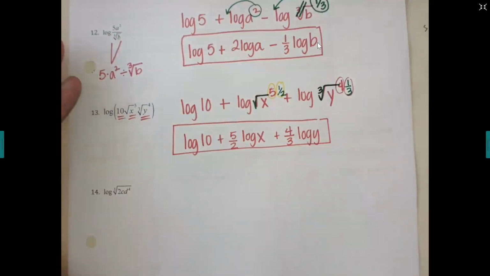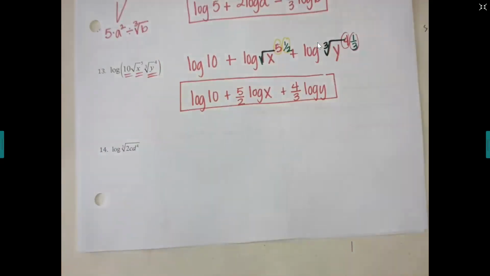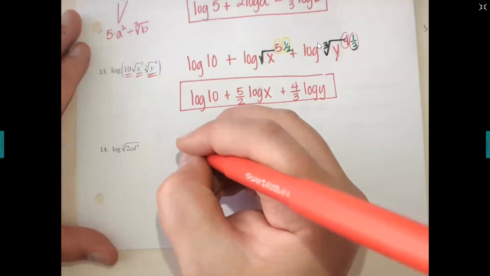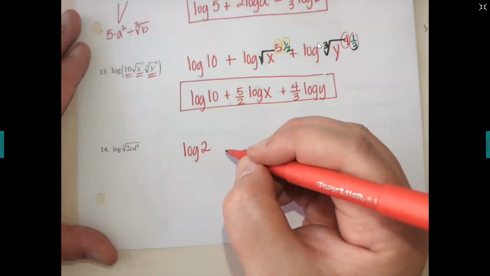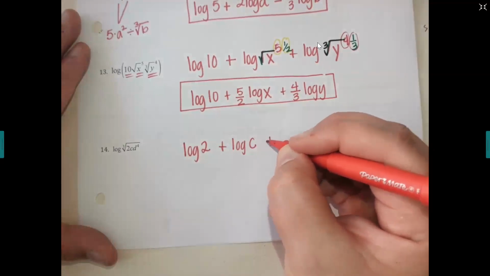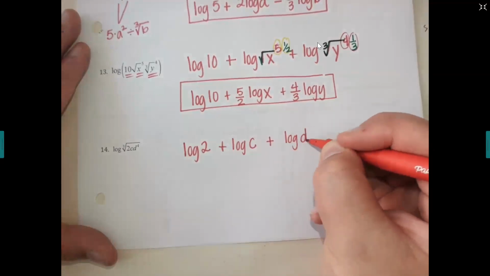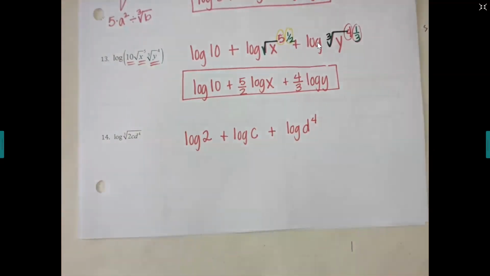Okay. Last example. Take a look at number 14. How many bases do you see to separate into logs? 3. Still 3. I have a 2, a C, and a D. So I'm gonna have log 2 plus or minus plus log C plus or minus plus log D to the 4. All of those were inside the cubic root, right?